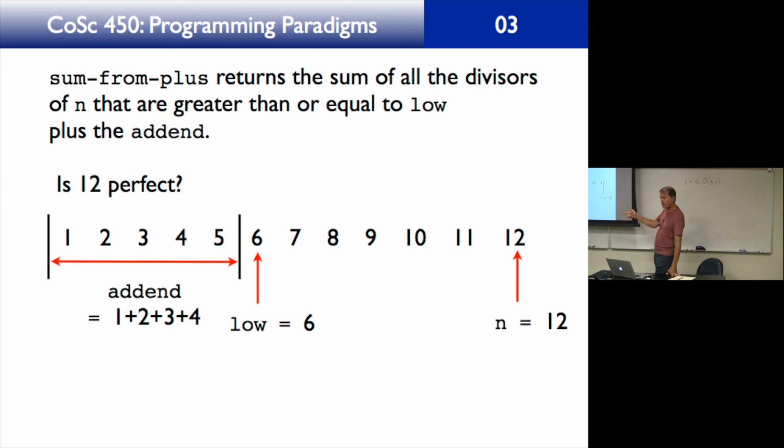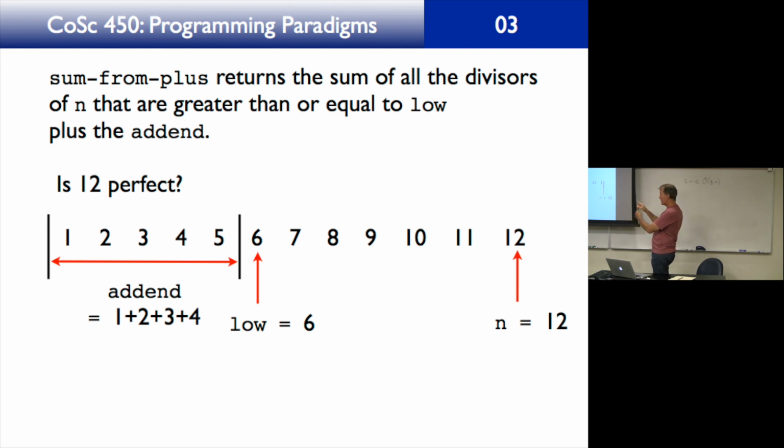And here's where we ended in class last time. What do we have to do with the addend? Can you tell me just in English, in words? You have to figure out if low divides n or not. And if it does, you have to add it to addend. And then each time we go up, low will just keep getting bigger and bigger.